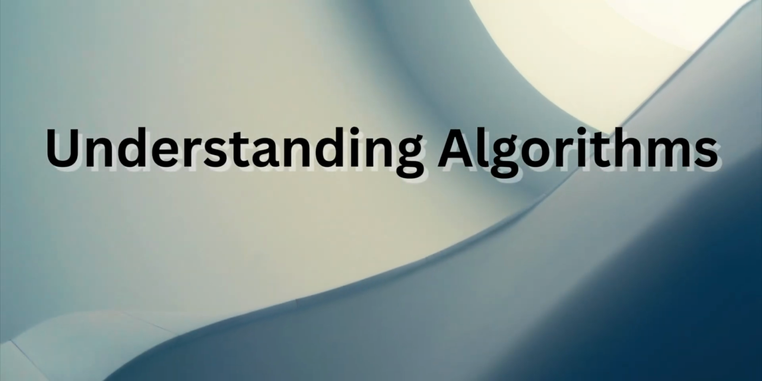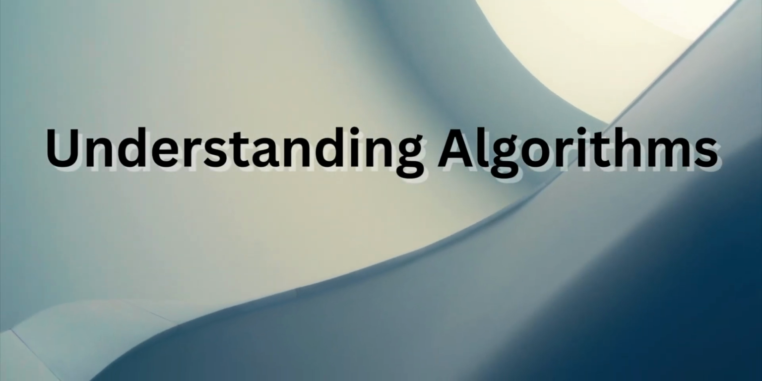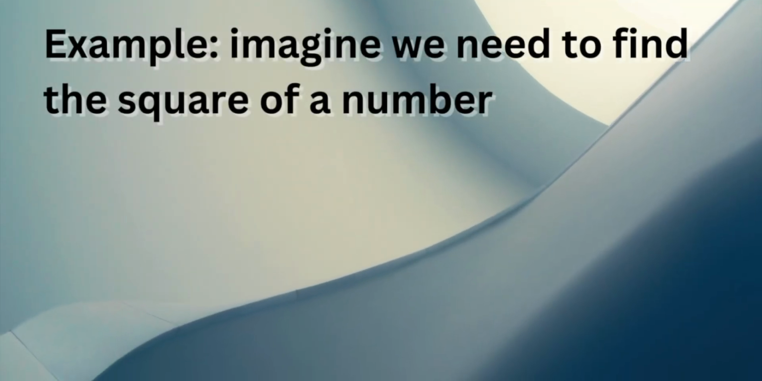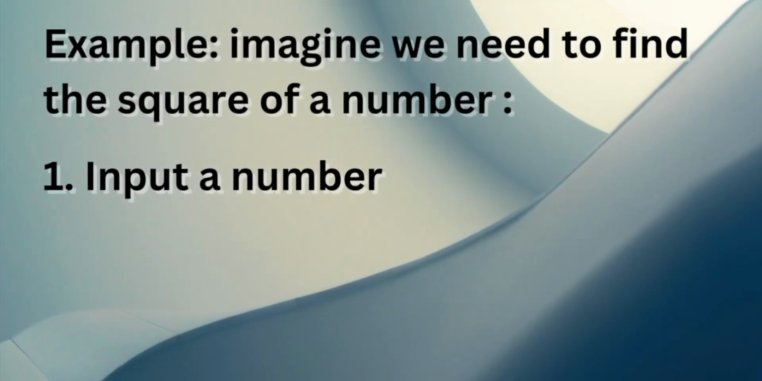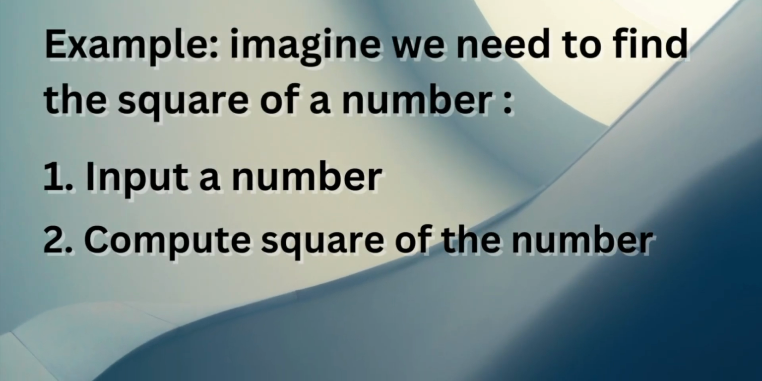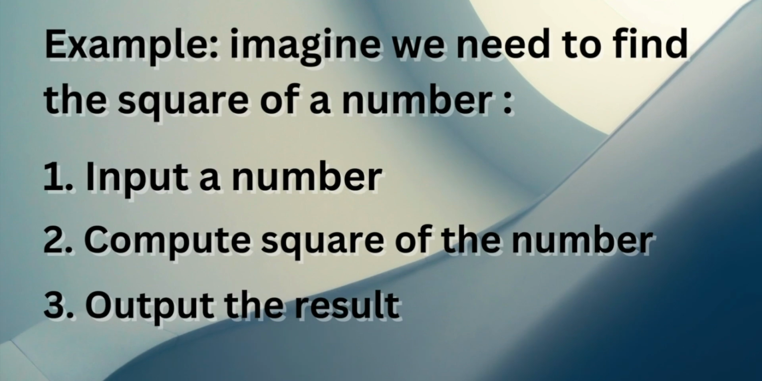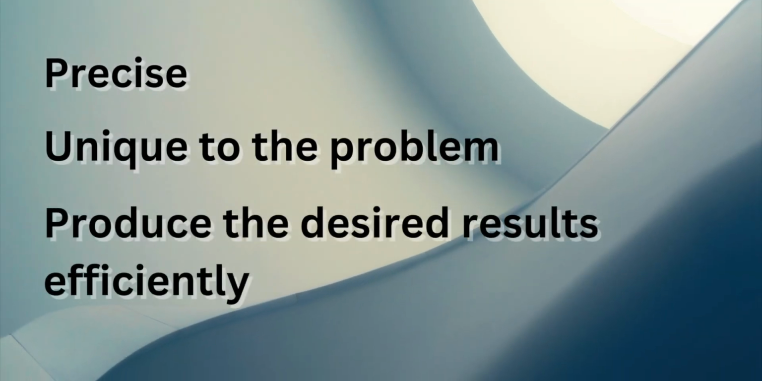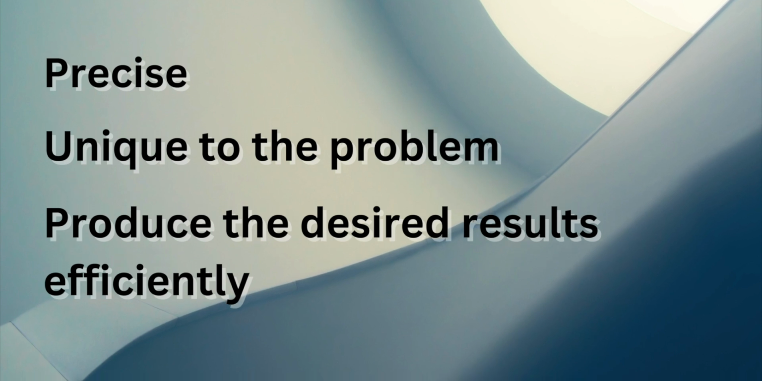Understanding algorithms. An algorithm is like a roadmap for solving a problem. For example, imagine we need to find the square of a number. To achieve that, we first input a number, any number. Then second step, compute the square of the number. And step 3, output the result. Algorithms ensure that our solutions are precise, unique to the problem, and produce the desired result efficiently.